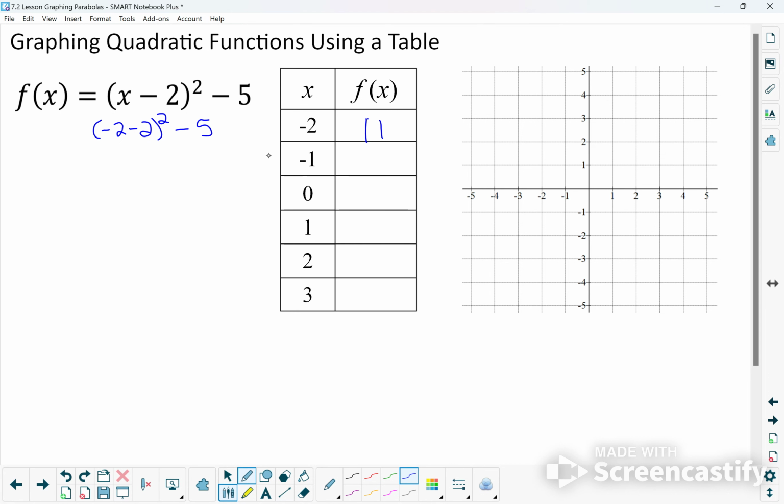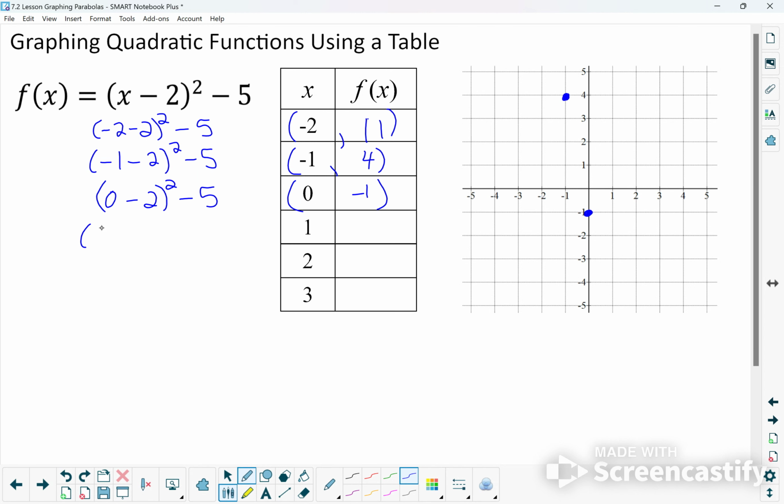The first point I'm not even able to plot because my coordinate plane over here does not go up to 11. That's okay. Sometimes you're not sure what numbers you should use to get started, and so then you just work on it until you get some values that work. So if we sub in -1, our output is 4. I can add this point to the graph. -1, +4 is right here. If I sub in 0, 0 minus 2 squared minus 5 is 4 minus 5. That's -1. So 0, -1.